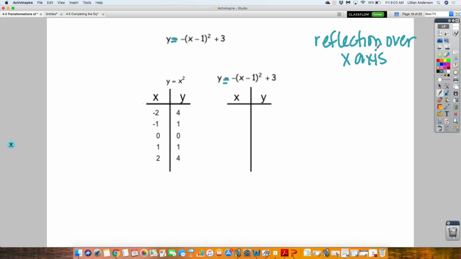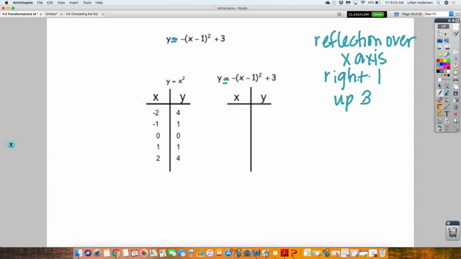Then it's moving to the right 1 unit. Okay, remember when it's on the inside, you have to think what is h, what you plug in. And then there's the last one. What's the last one? Up 3 units. So if I ask you to describe it, that's what you would put, okay? Make sure you don't forget any transformations. Now you have to complete the table.